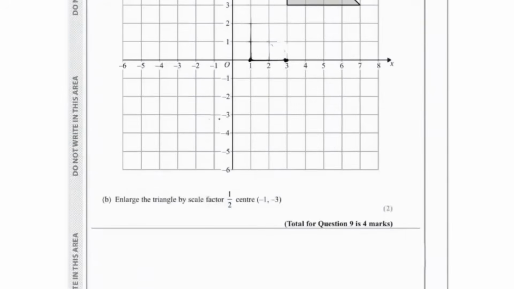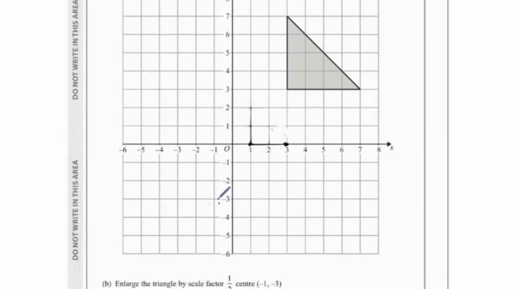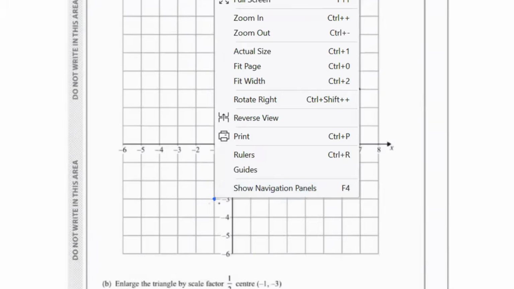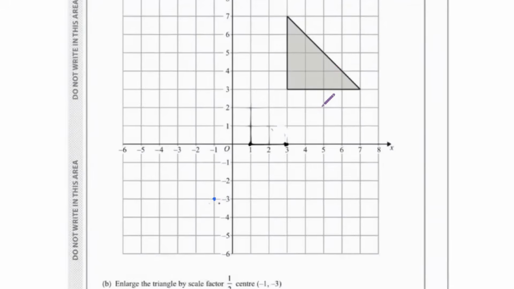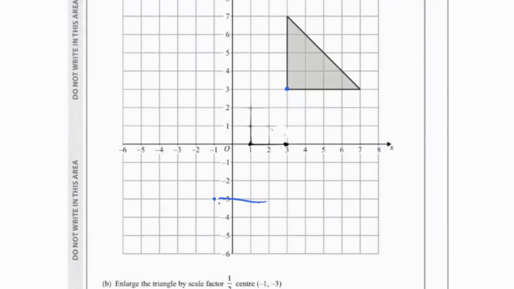Then another question. Enlarge the triangle by scale factor of 1/2. Center is -1, -3. -1, -3 is this. And scale factor is 1/2. So what we will do is we'll check out what is the horizontal and vertical distance of the given shape from the center. So it's 4 units horizontally and 6 units vertically. So if the scale factor is 1/2, that means the horizontal distance will become 2 and vertical will become 3.